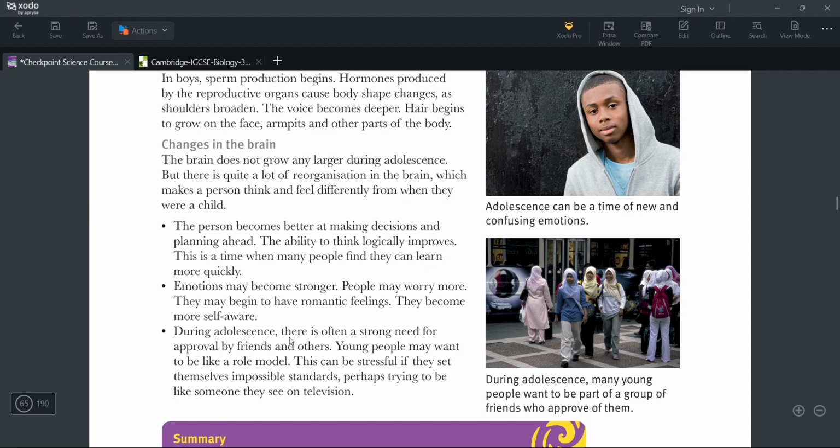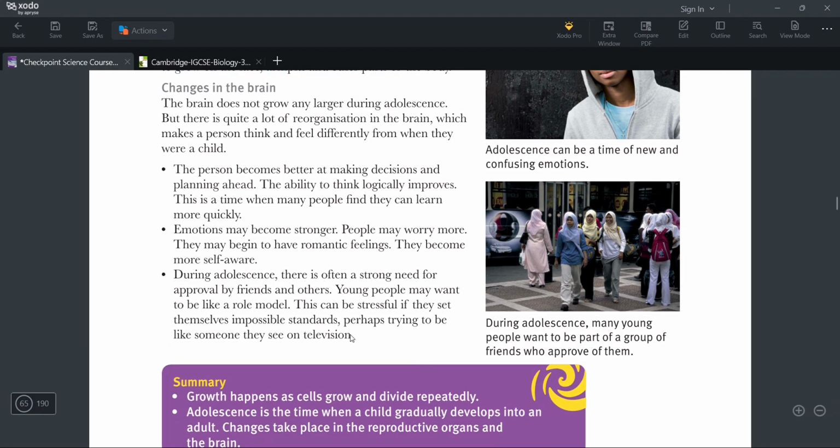During adolescence, there's often a very strong need for approval by friends and others. Young people may want to be like a role model. This can be stressful if they set themselves impossible standards, perhaps trying to be more like someone they see on television. Yeah, and I think it has just gotten worse now that we have our social medias and whatnot present all the time.